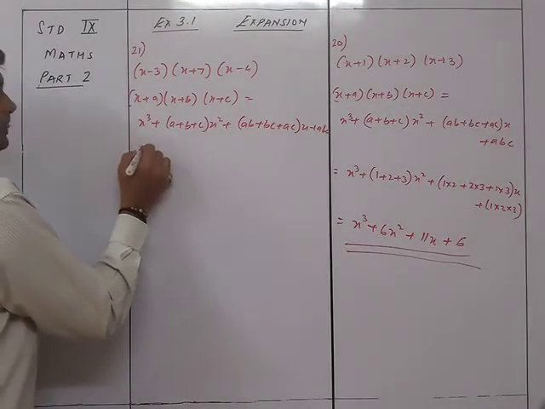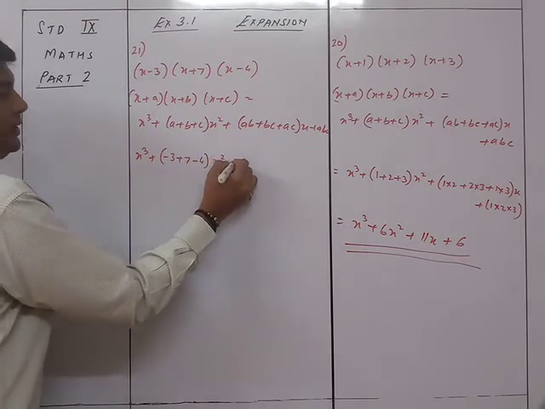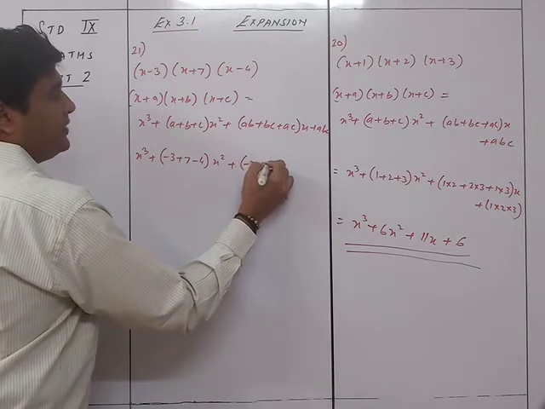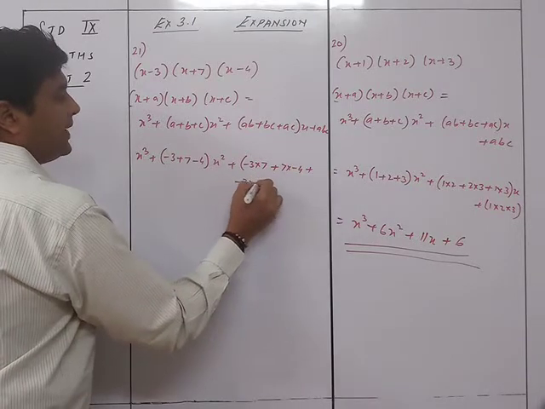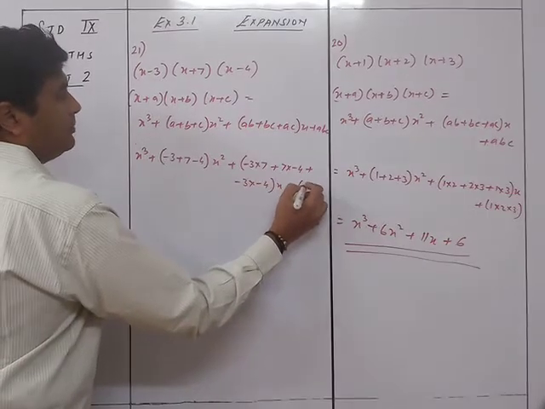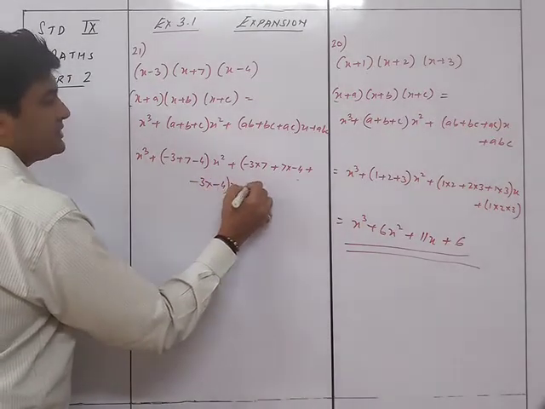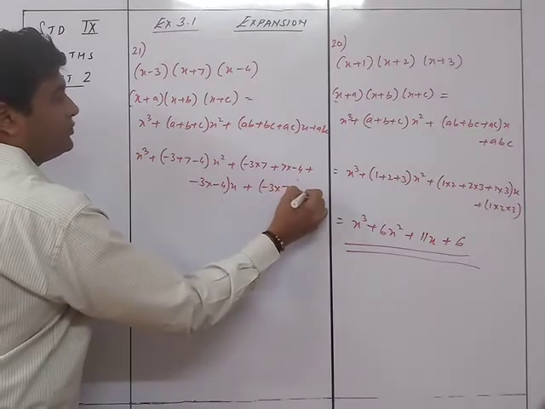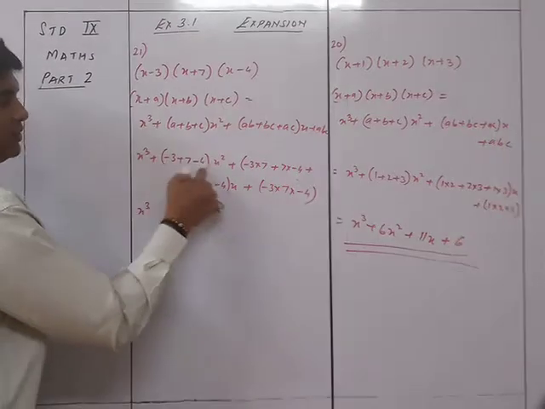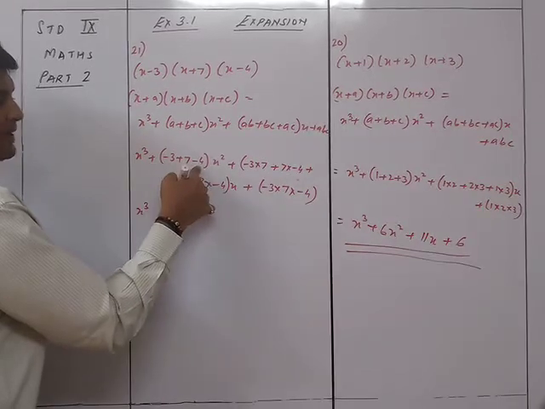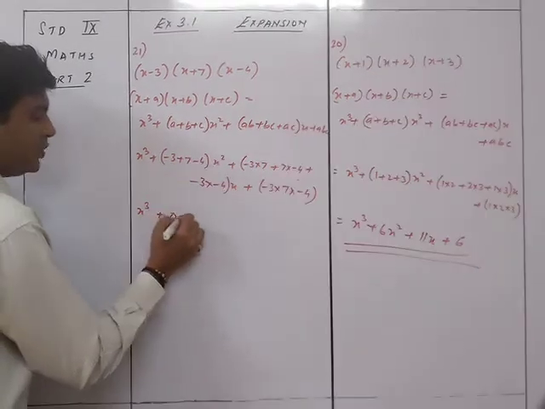So it is x cube plus, this is minus 3 plus 7 minus 4 x square plus minus 3 into 7 plus 7 into minus 4 plus minus 3 into minus 4 x plus minus 3 into 7 into minus 4. So this gives us x cube. Now this is going to be 0 because minus 3 minus 4 is minus 7, so it is minus 7 plus 7 is 0. So it will be plus 0x square.